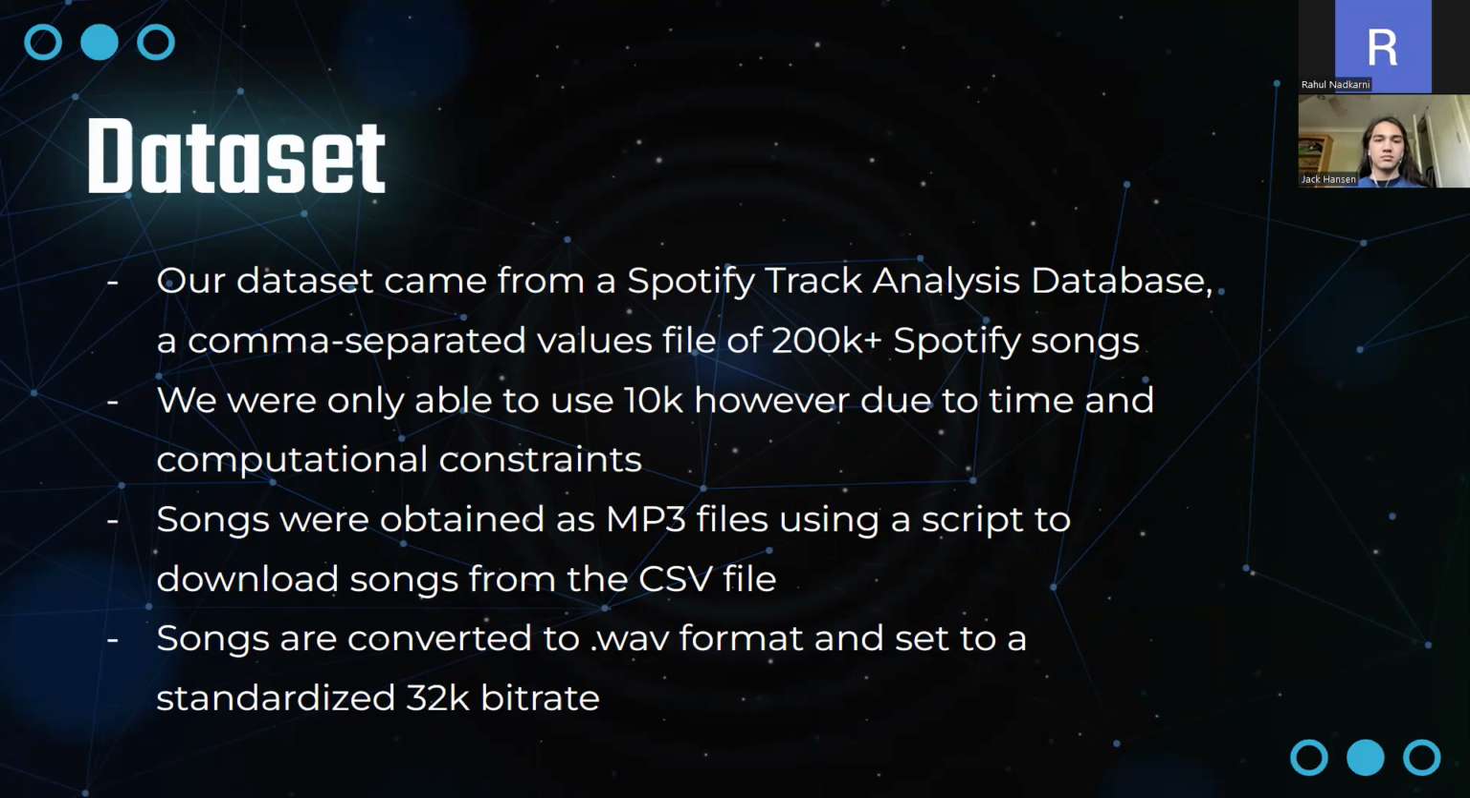And the way we actually got them is that we scraped the CSV, then we pulled them as MP3s, and then we had a script that converted those MP3s into a waveform audio format or .wav format. And those were later processed into a 32K bit rate and then converted into arrays. And those arrays of values we could actually feed into the neural network as input.